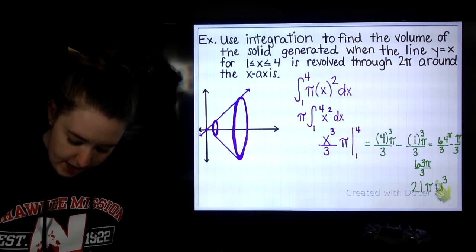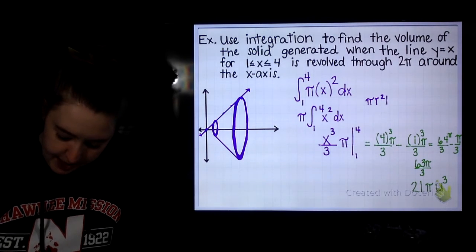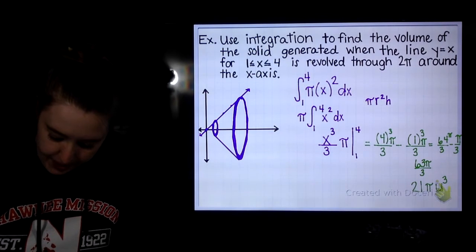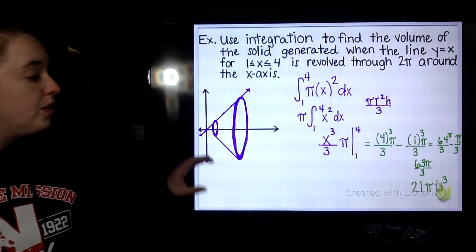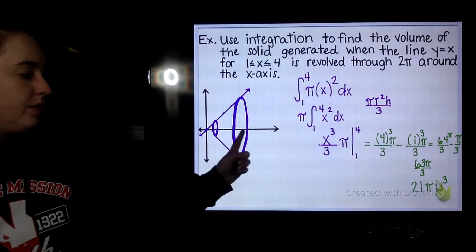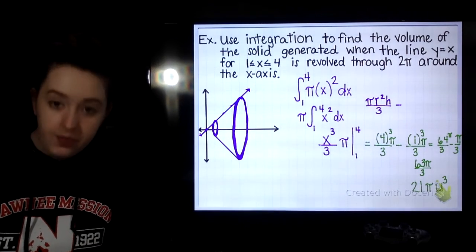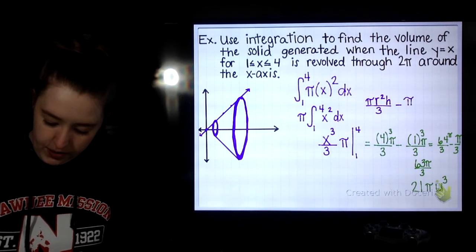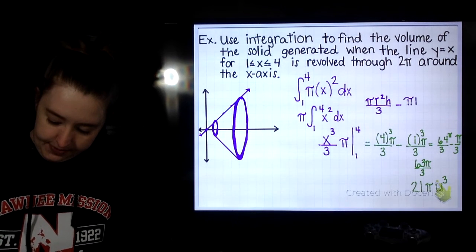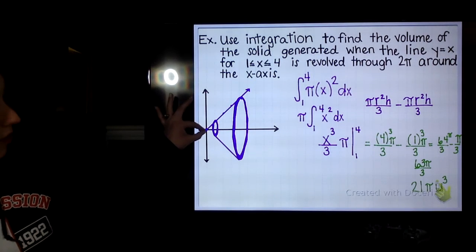Here, the area of the base is a circle, so we have pi r squared times the height divided by 3. So what we'll do is find the volume of this big cone from 0 to 4, and then we will subtract out that other cone that got cut off right here.